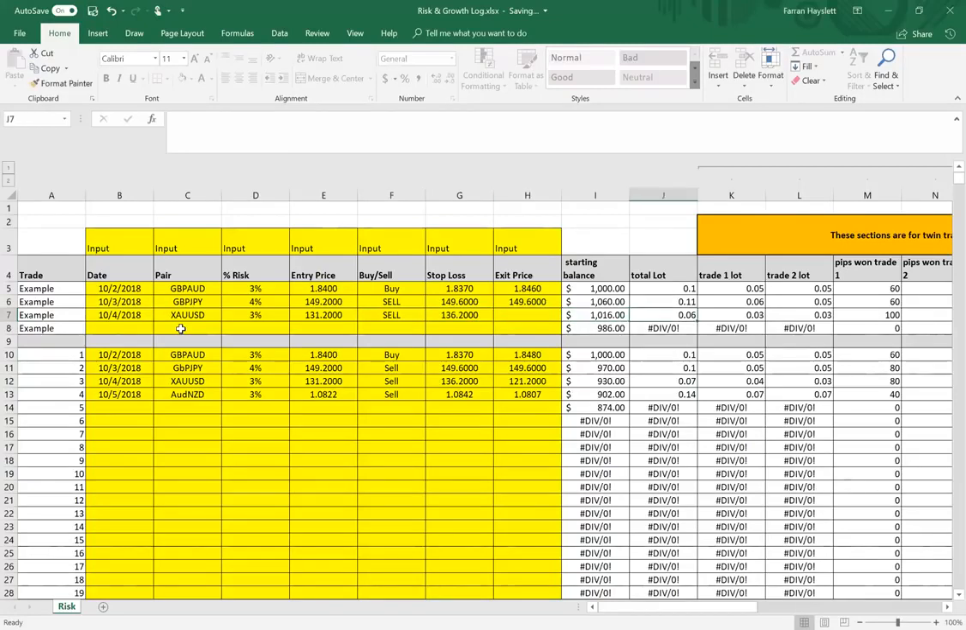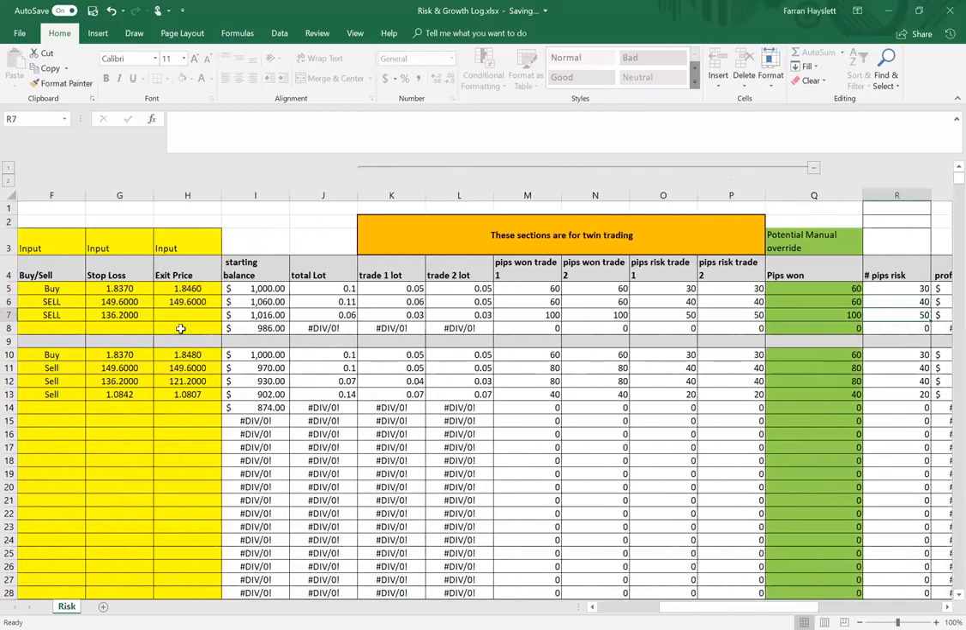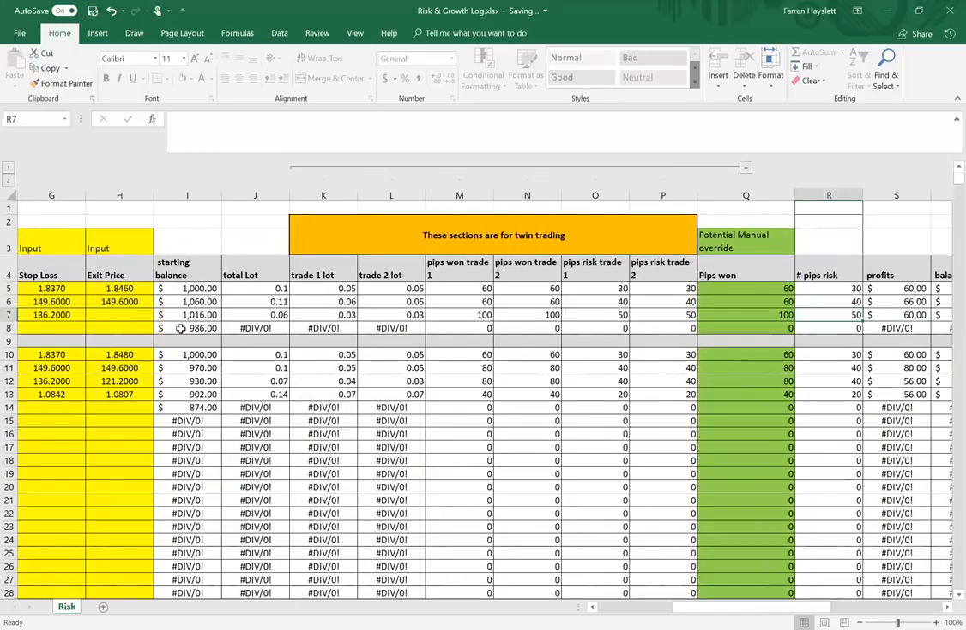So that means my risk column should show 60. I'm sorry, it should show 50. So I'm going to scroll over here to column R. Look what it says, 50. Perfect. We know the formula is working. It also tells me if I want to risk 3% of my account at 50 pips, my lot size on this should be 0.06. Again, if you're twin trading, you're going to use 0.03. But if you're just one position, your lot size is 0.06. Perfect. It's calculating for us.